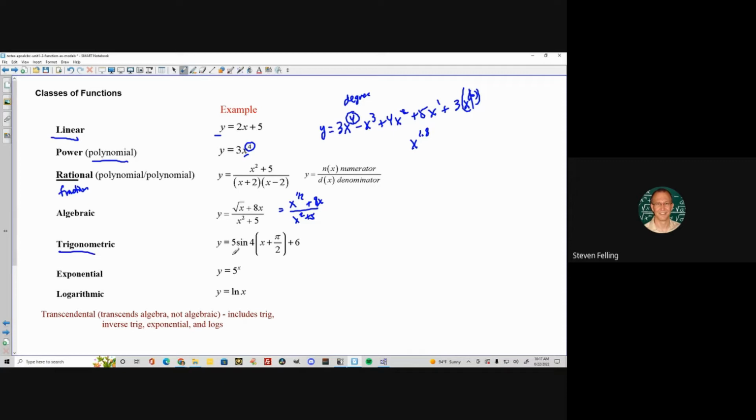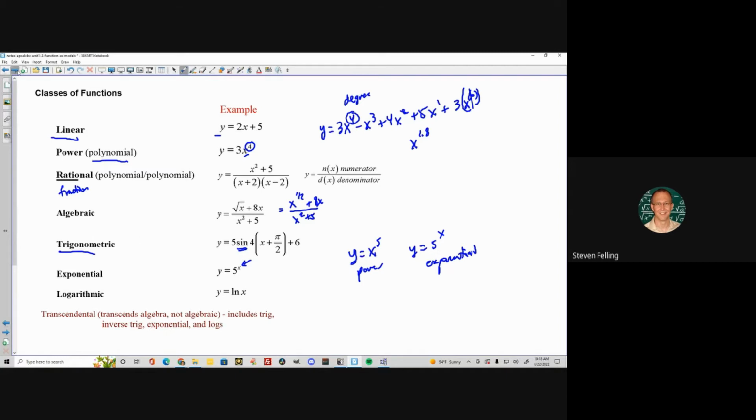Trigonometric functions involve trig functions: sines, cosines, tangents, things like that. An exponential function has the variable in the exponent spot. So just to be clear, if I have x to the 5th, that's called a power function. If I have 5 to the x, that's called an exponential function, because the variable is in the exponent spot. And a logarithmic function involves a logarithm. Sometimes you'll see the word transcendental functions. Transcendental just means that it transcends algebra, and that includes anything with trig functions, inverse trig functions, exponentials, or logs.